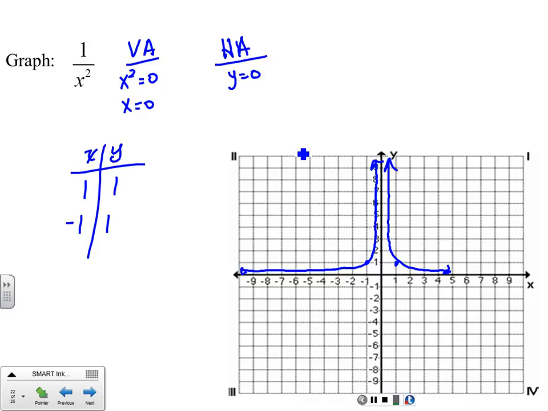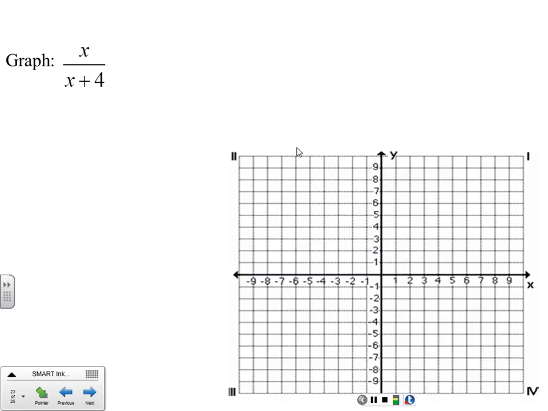So again, that's just another basic curve that you need to know. Okay, so let's look at this one. Vertical asymptote and horizontal asymptote. Vertical asymptote, take x plus 4, set it equal to 0, and you're going to get x is equal to negative 4. And the HA is 0. Nope, oh wait, it's going to be 1.